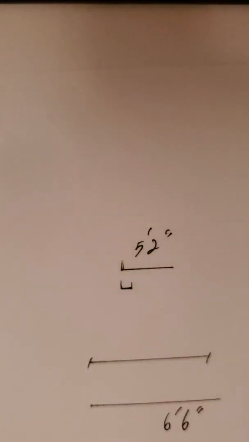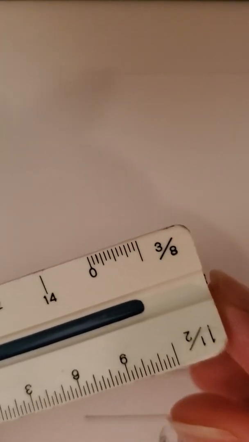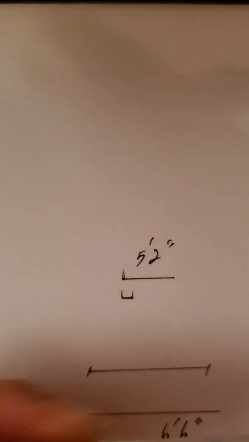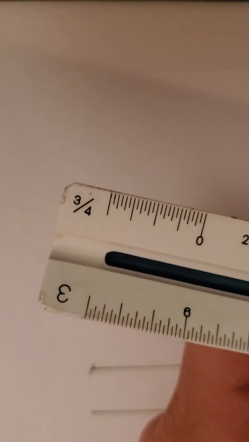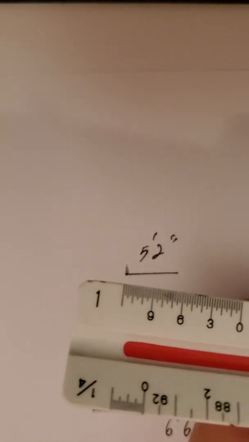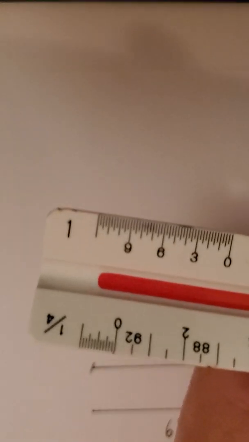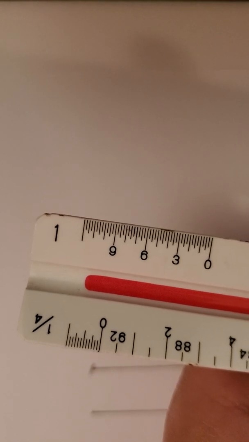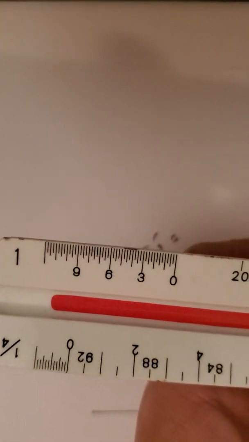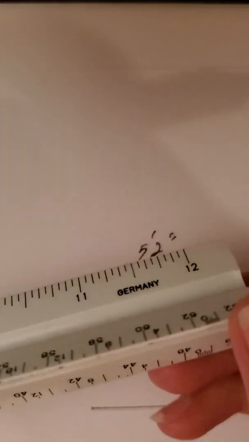And then we flip it, and we have more on this side. We have 3/8 of an inch, and on this side, we have 3/4. On this side, we have 1, which means 1 inch equals a foot in real life, and you can see how it has its own divisions here. And on this side, we have 1/2 inch, so 1/2 inch equals a foot in real life.